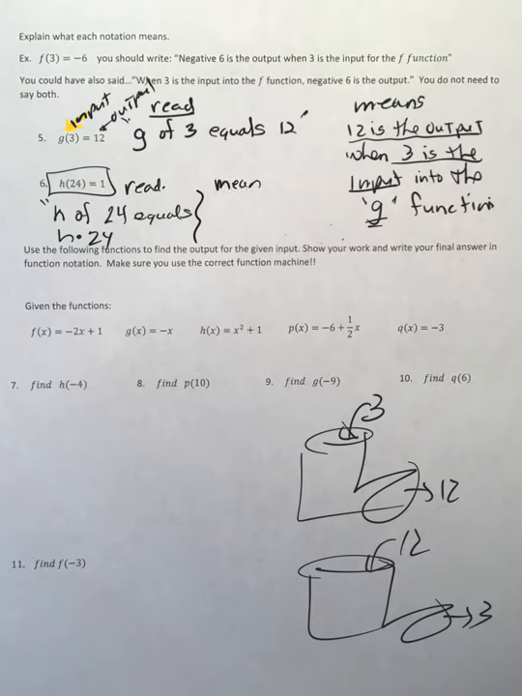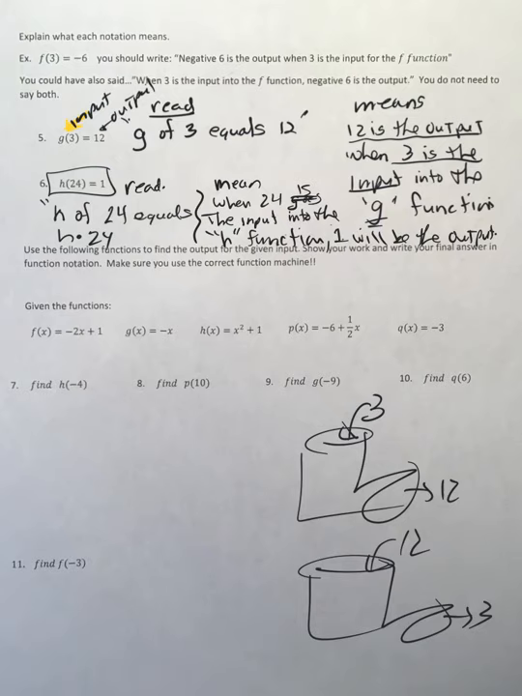You can do it both ways. You can say, when 24 is the input into the H function, 1 will be the output. So just understand what the notation means between inputs and outputs, and that the G and the H do not mean G times 3. It just is describing the name of the machine.